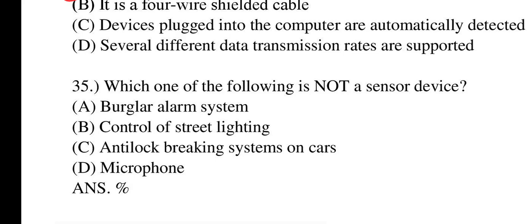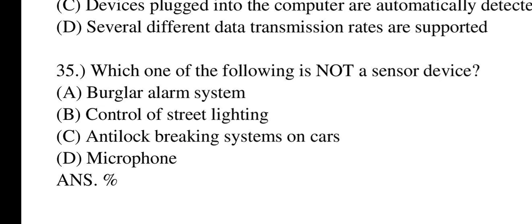So 35 is saying, which one of the following is not a sensor device? A, burglar alarm system. B, control of street lighting. C, anti-lock braking system on cars. D, microphone.